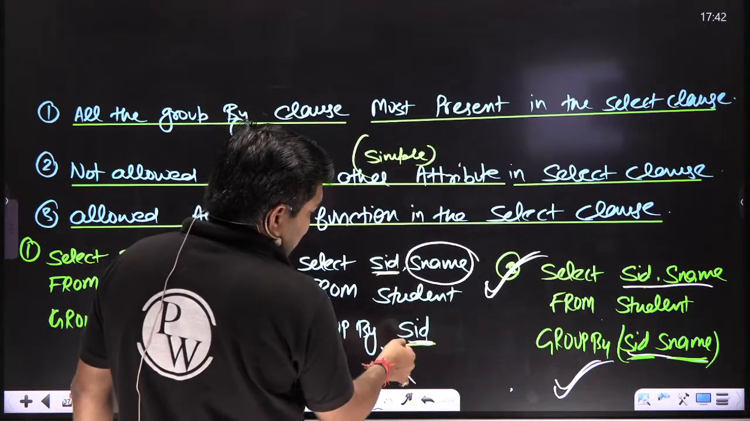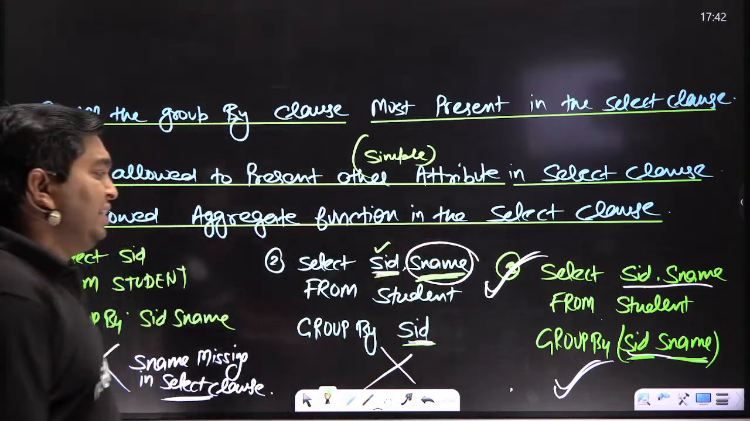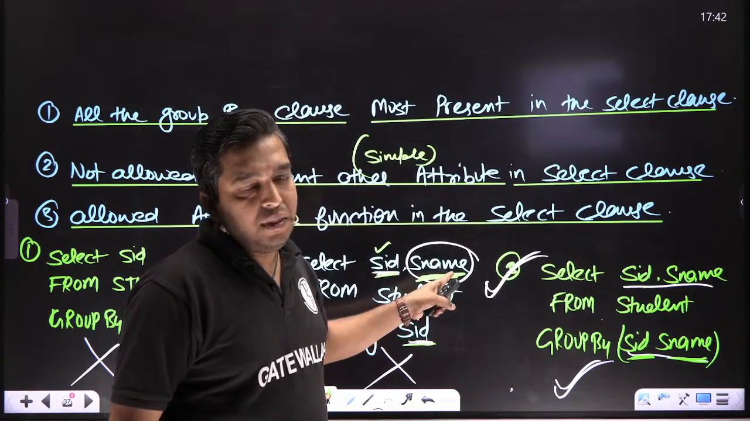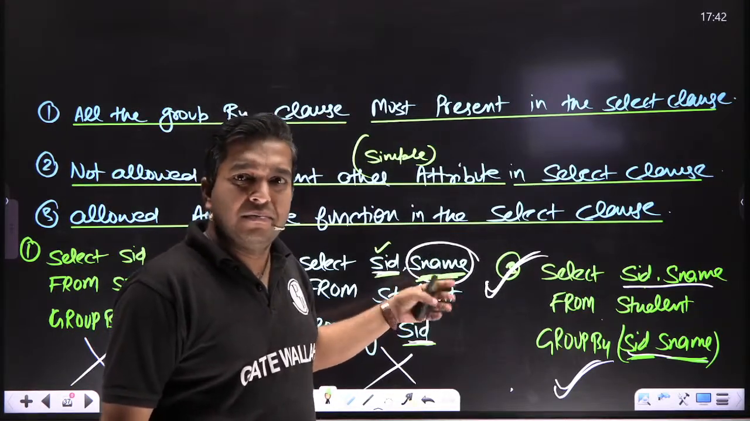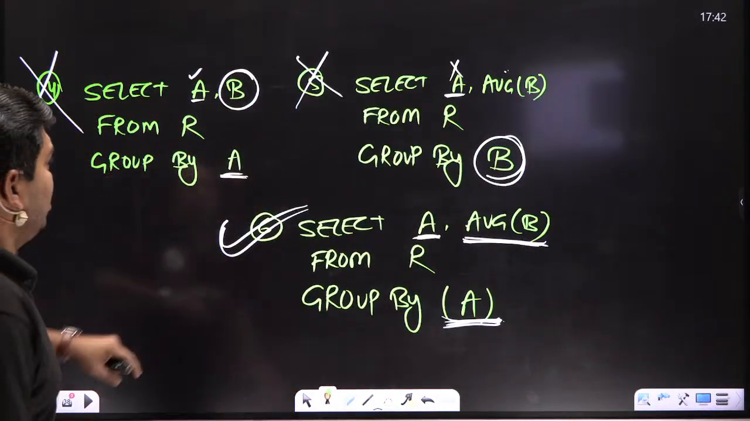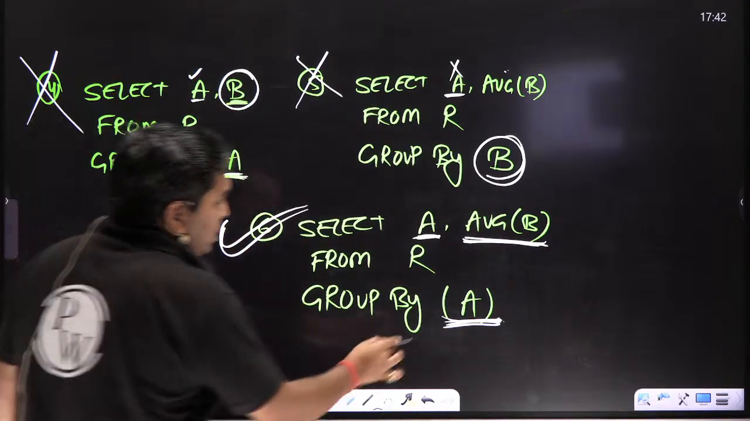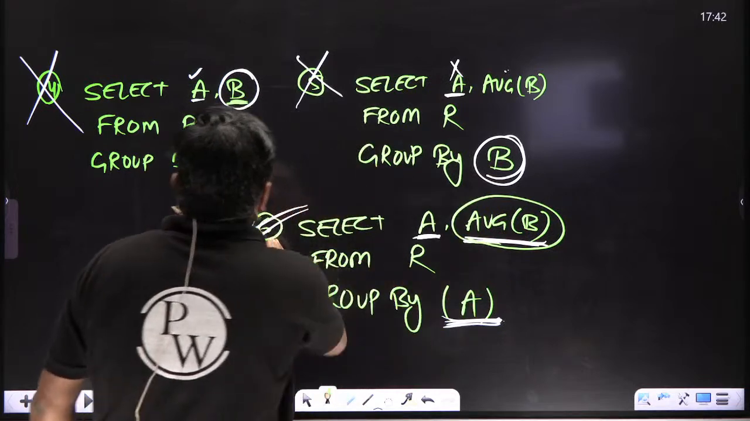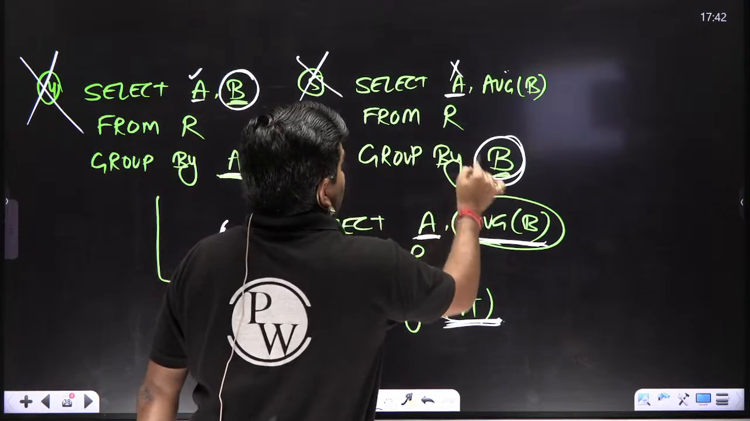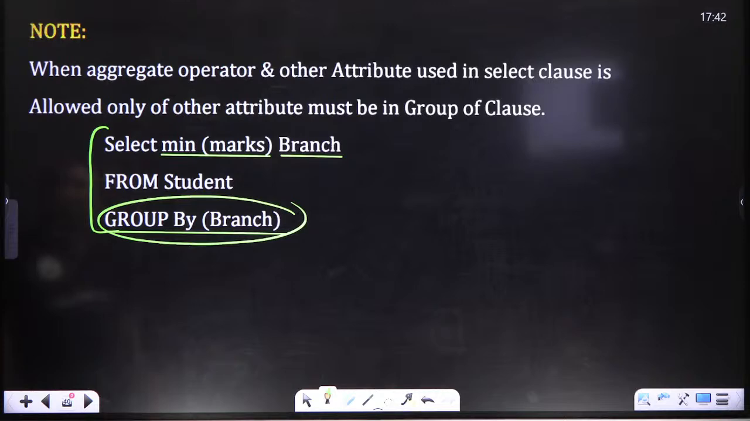Like group by SID. SID is okay, but SName is a simple attribute, so it is not allowed. When is it allowed? If you use an aggregate function, like count, min, max, sum, average, then it is allowed. Next point, here why is it not allowed? Because group by A is okay, but here there is a simple attribute. If you use an aggregate function, then it is allowed. But here group by B while selecting A is not allowed. Clear, everyone?